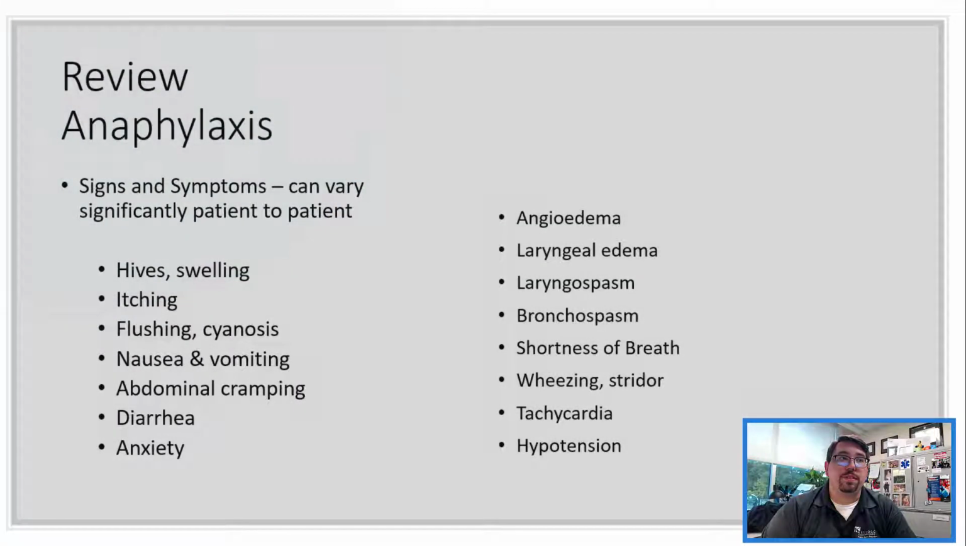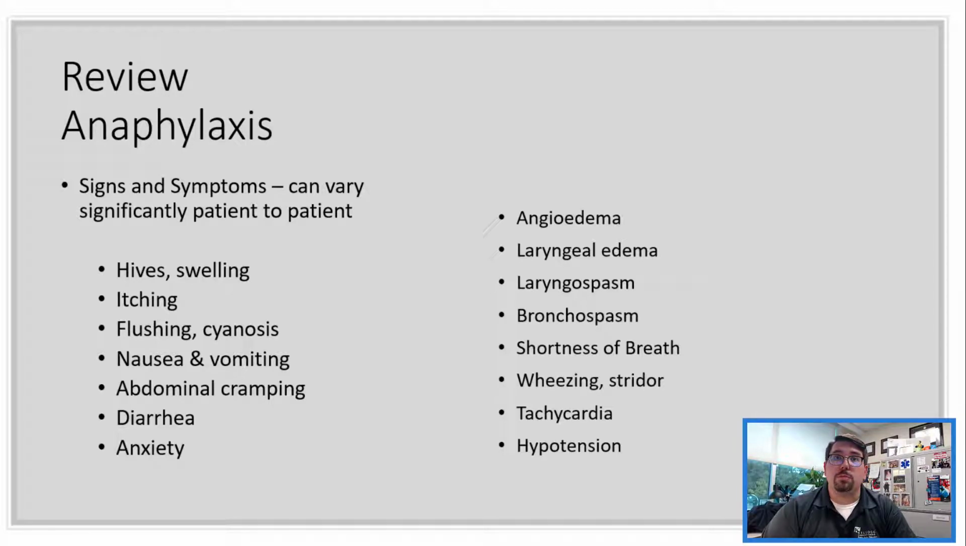If we look at the specific signs and symptoms, knowing that these can vary from patient to patient, we can see a pretty common theme. Symptoms include hives and swelling, itching, flushing and cyanosis, nausea, vomiting, abdominal cramping, diarrhea, anxiety, angioedema, laryngoedema, laryngospasm, bronchospasm, shortness of breath, wheezing or stridor, tachycardia, and hypotension.